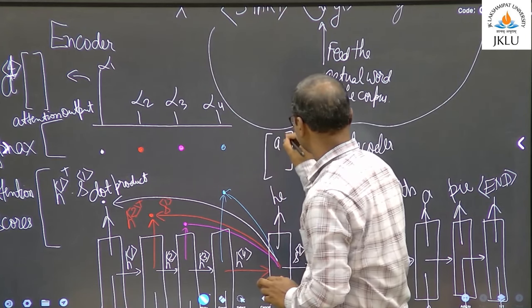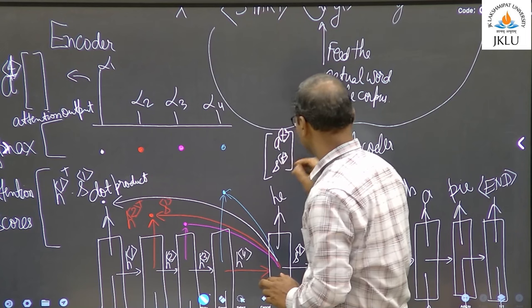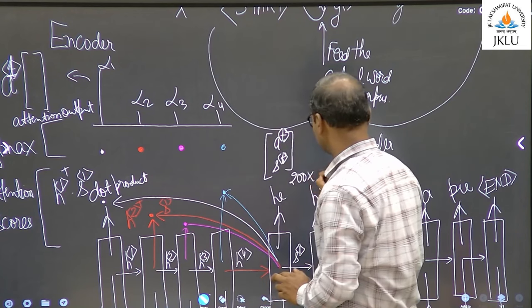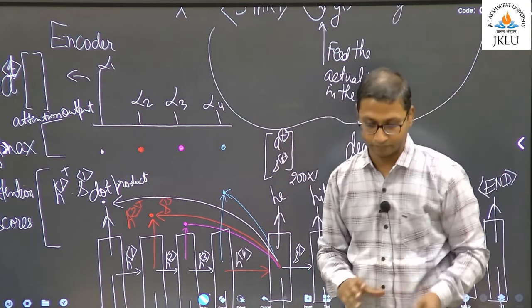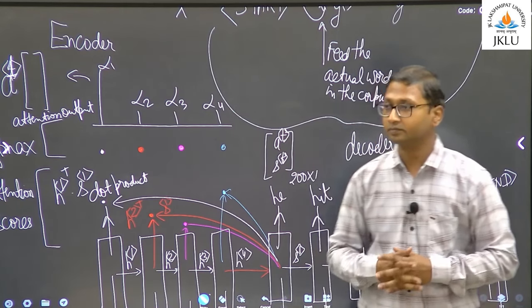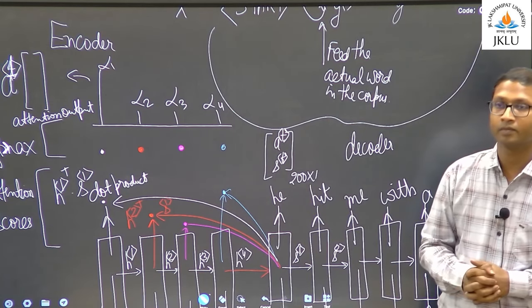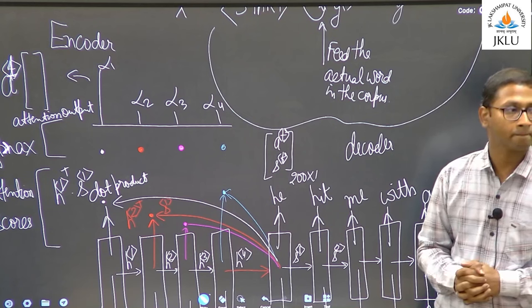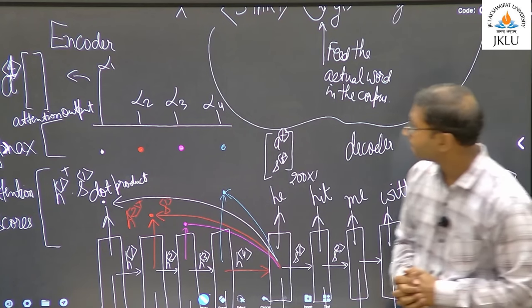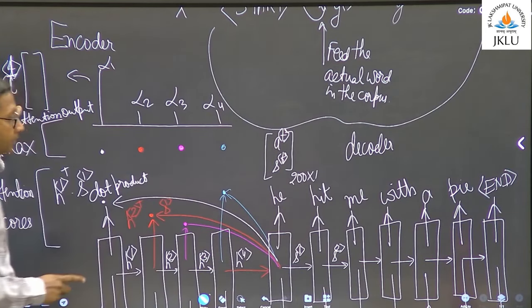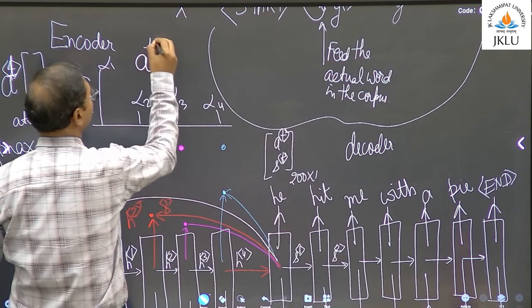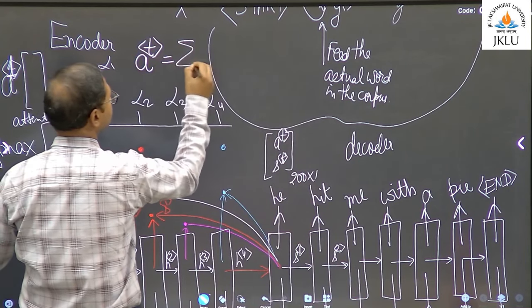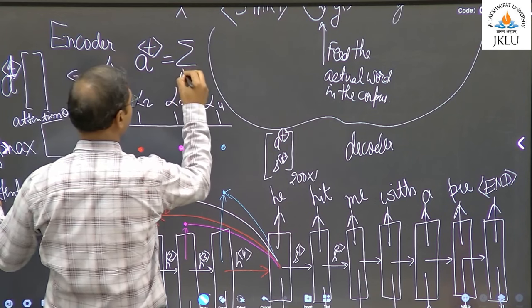So this is your AT, A1. This is your ST. So this becomes now 200 cross 1. Okay. And now you compute Y hat from this vector. AT, so let me write AT as well. AT is nothing but summation i.